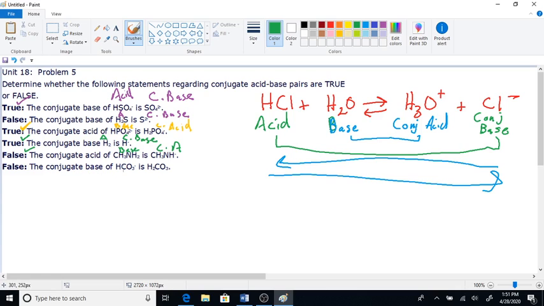Okay, the conjugate base of this. So what is this again? This is the acid. And what is this? This is the conjugate base. Okay, so to go from an acid to a conjugate base, we have to lose an H plus. Did we lose an H plus? No, we actually gained an H, so false it is.